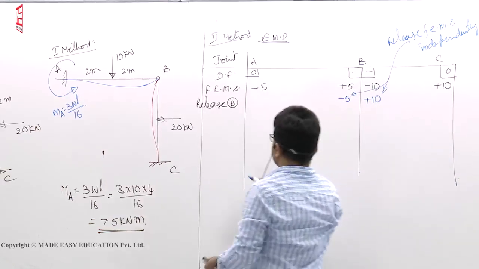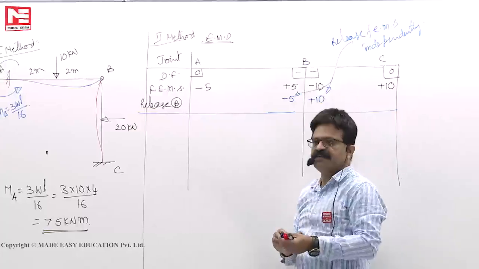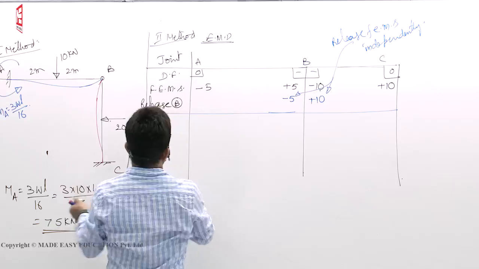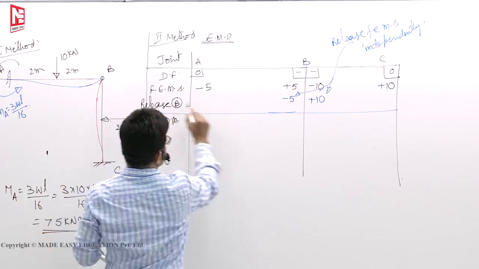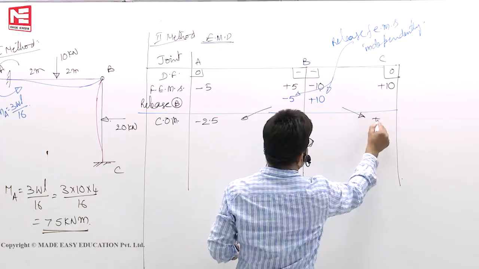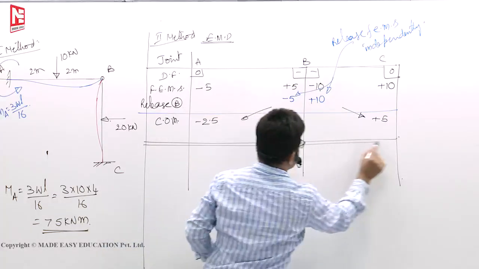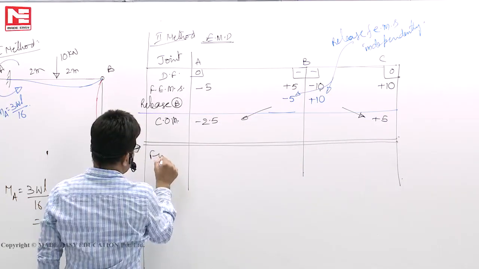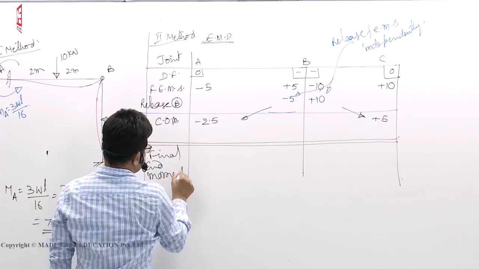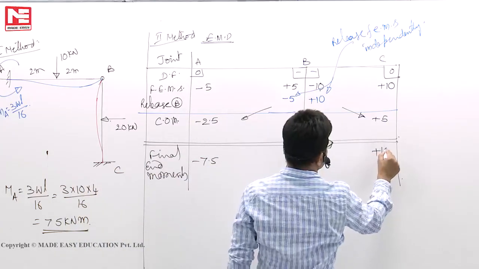Okay. Now, once you release it, release means who will release? We only have to release. You went and applied minus 5. Then how much is carryover moment? Because this is a fixed support. Minus 2.5, plus 5. That's all. After that, nothing is there for us to manage. So now you will get final end moments: minus 7.5, 0, 0, plus 15.